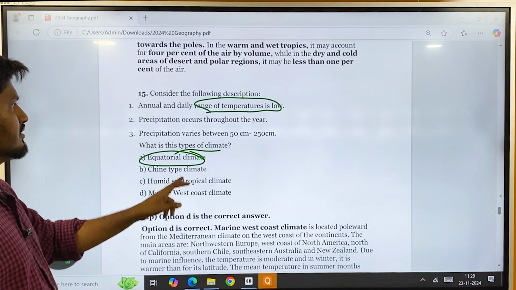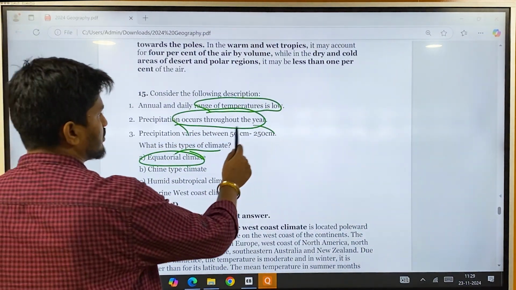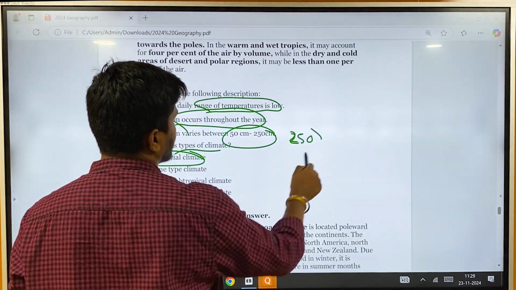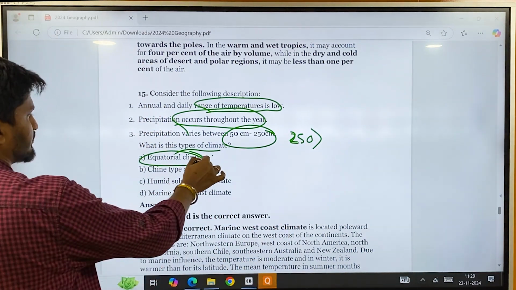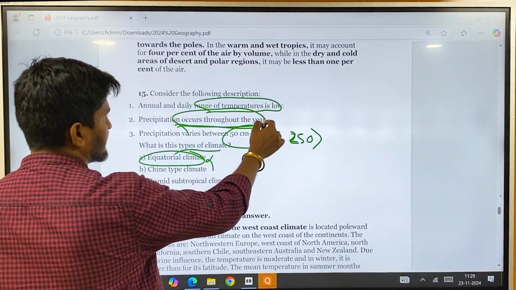This is right. Precipitation occurs throughout there. But the precipitation is not just 20 to 50 centimeters. It is almost about 250 centimeters at the equator. So this is wrong.